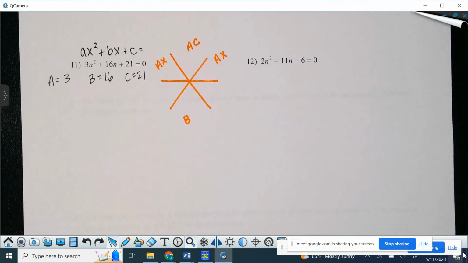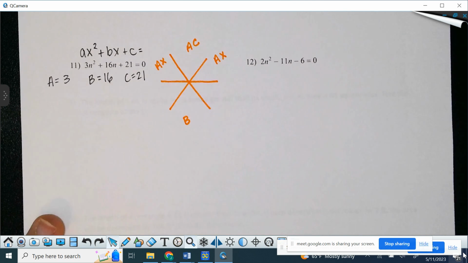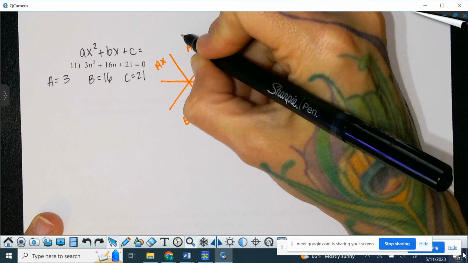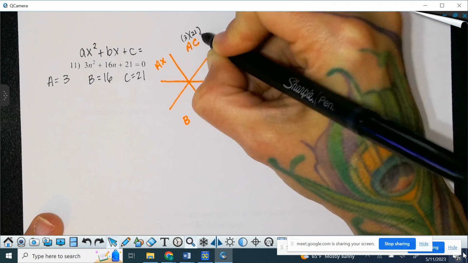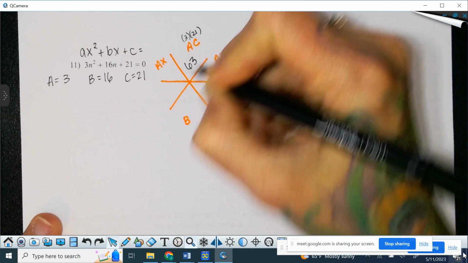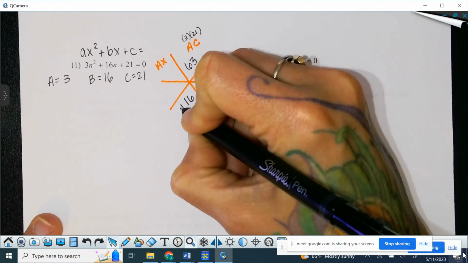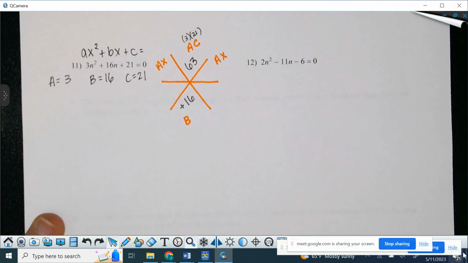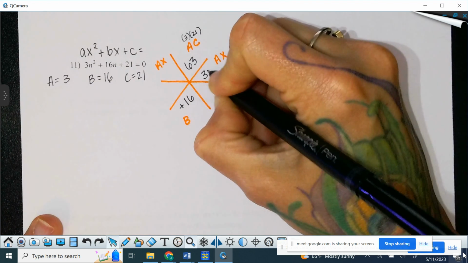Now, you can also memorize it as left to right if it is in standard form. So highest exponent first, and then in descending order, as long as it's in standard form. So A times C is going to be 3 times 21. What's 3 times 21? 63. Our B value is 16.